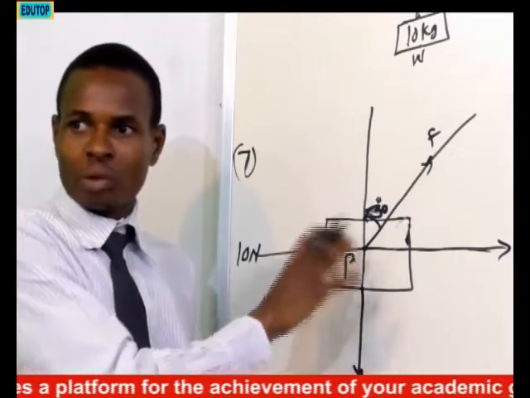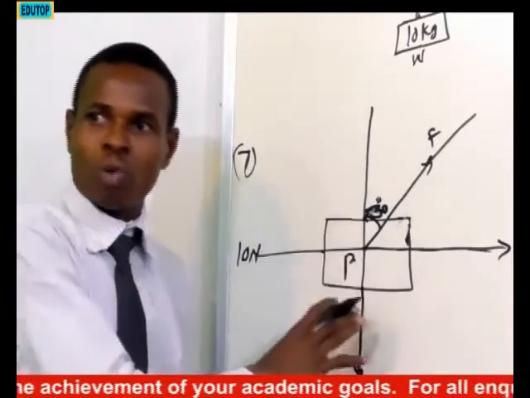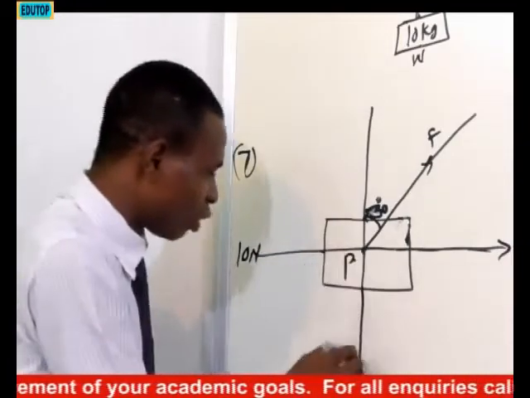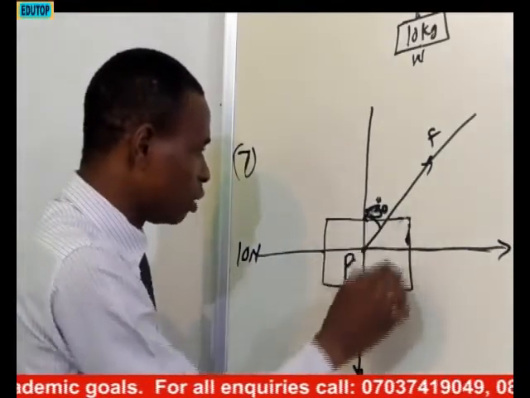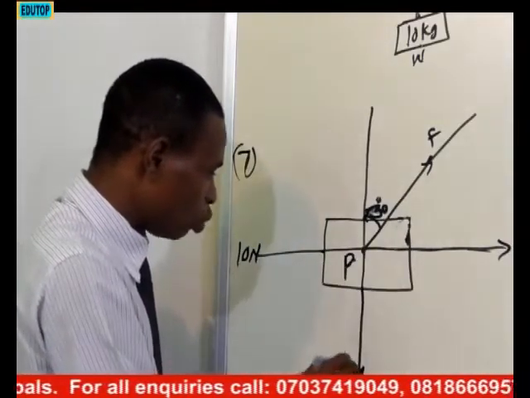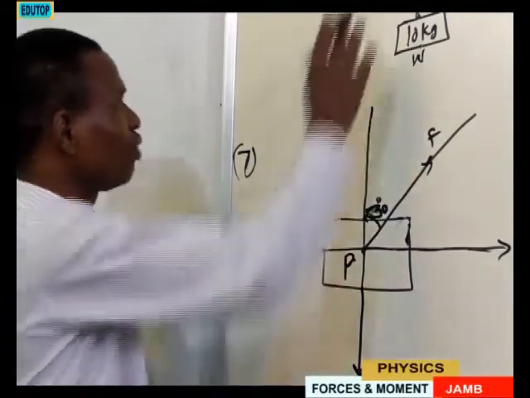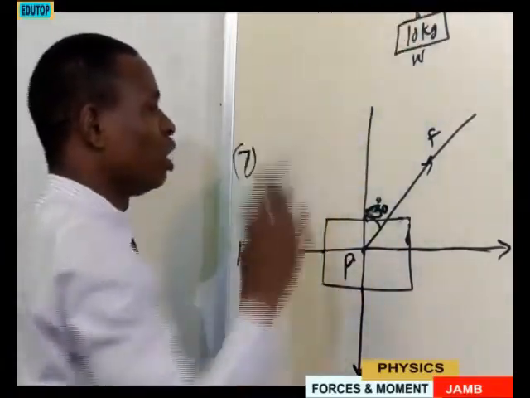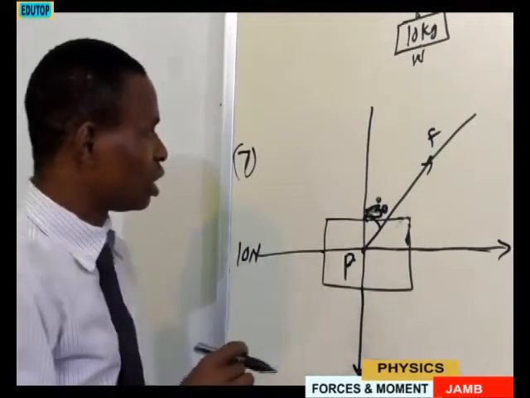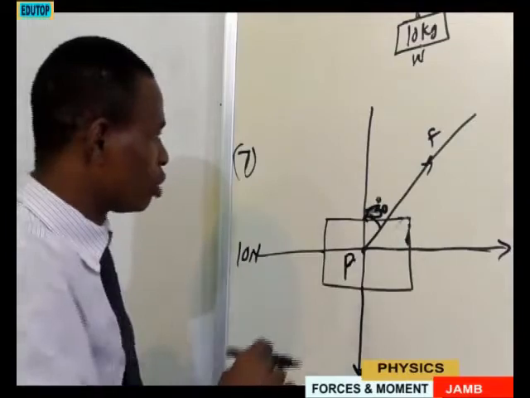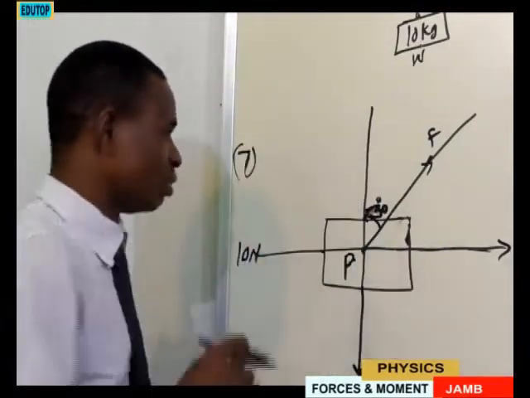In the diagram shown, keep the body P in equilibrium. What will be the weight of the body? If you have to keep this body P in equilibrium, what will be the weight of the body? We are still following the same procedure we used to calculate this. We are going to resolve this question into both vertical and horizontal components again.